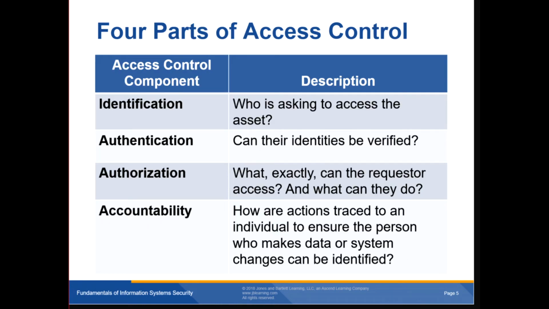There are 4 parts of access control. Identification: who is asking to access the asset? Authentication: can their identities be verified? Authorization: what exactly can the requester access and what can they do? And accountability: how are actions traced to an individual to ensure the person who makes data or system changes can be identified. So these are the 4 parts or components of access controls.